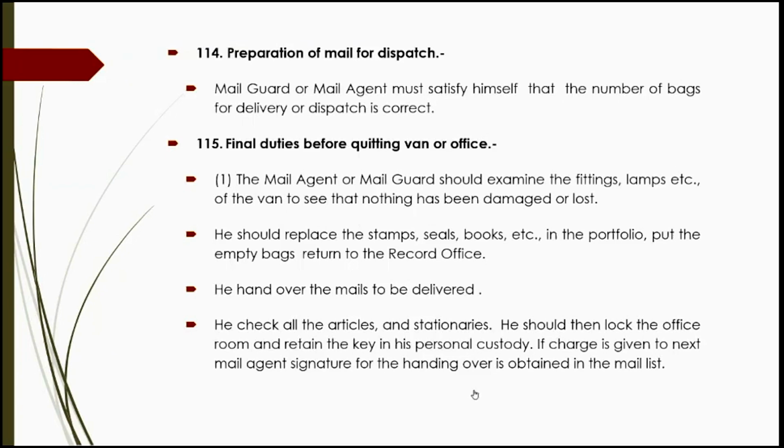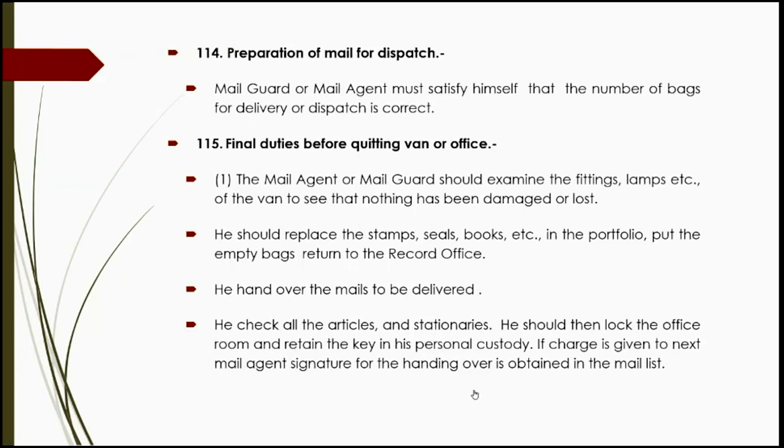van or the section office, what should they do? We just saw nothing should be damaged. The van should be in perfect condition, like the condition with which it started. Apart from that, in the portfolio, they had to replace the stamps and everything, like for the next session, for the next day. So everything should be prepared, ready, and it has to be closed. And it has to be handed over to the record office.